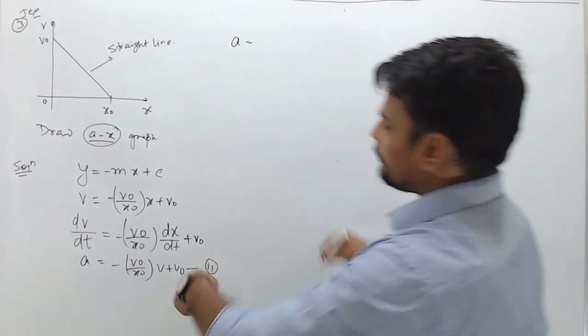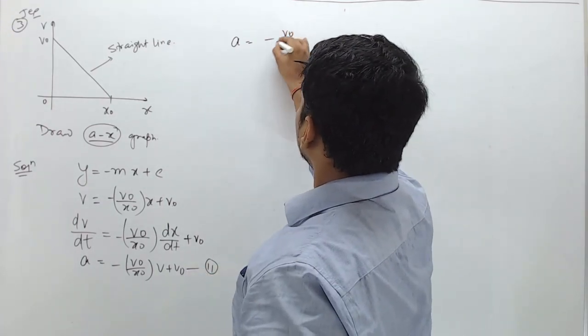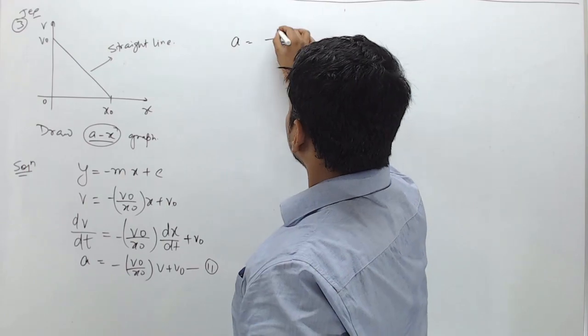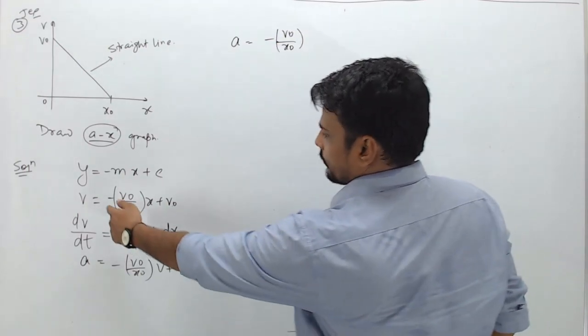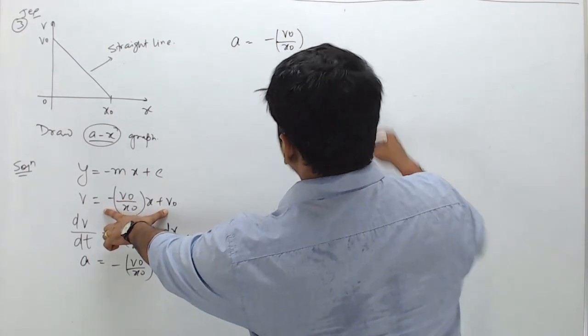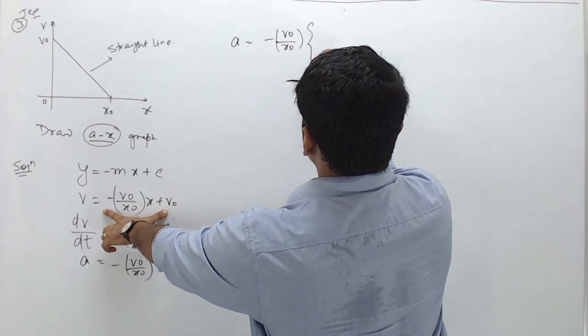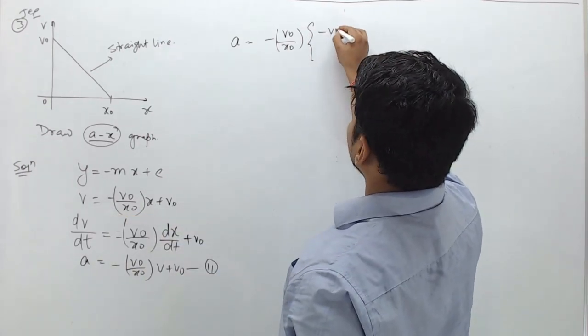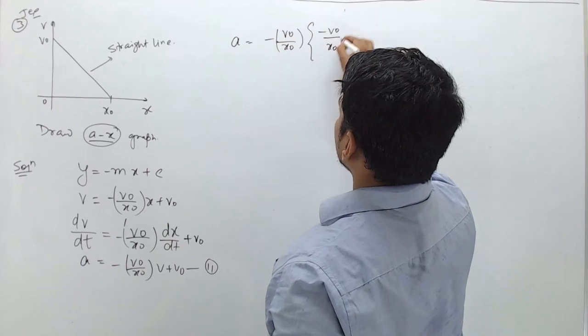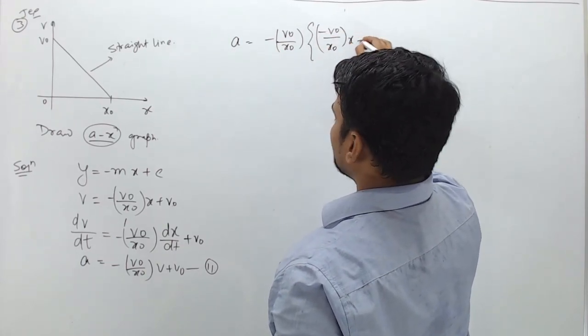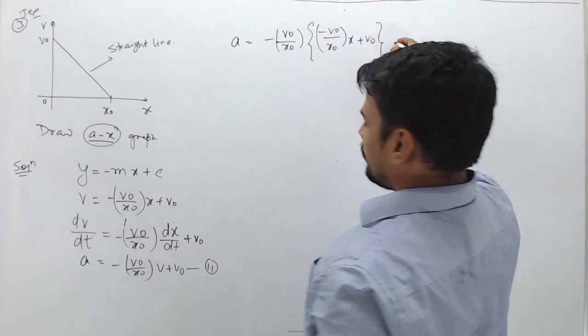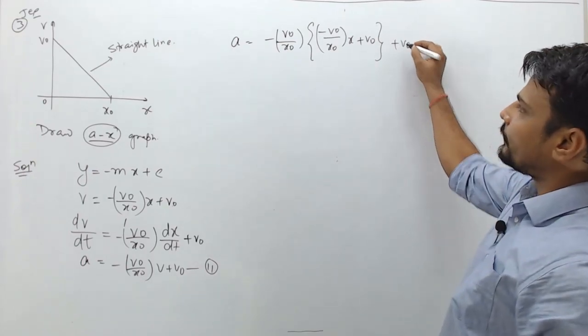Minus of v0 by x0, negative of v0 upon x0. V has how much? Same thing, we're going to put it here. So we should be getting how much? You can multiply this, you know? So we should be having how much? Negative of v0 upon x0, chalo ji, and this is going to be x plus v0, and then we'll have v0 over here.